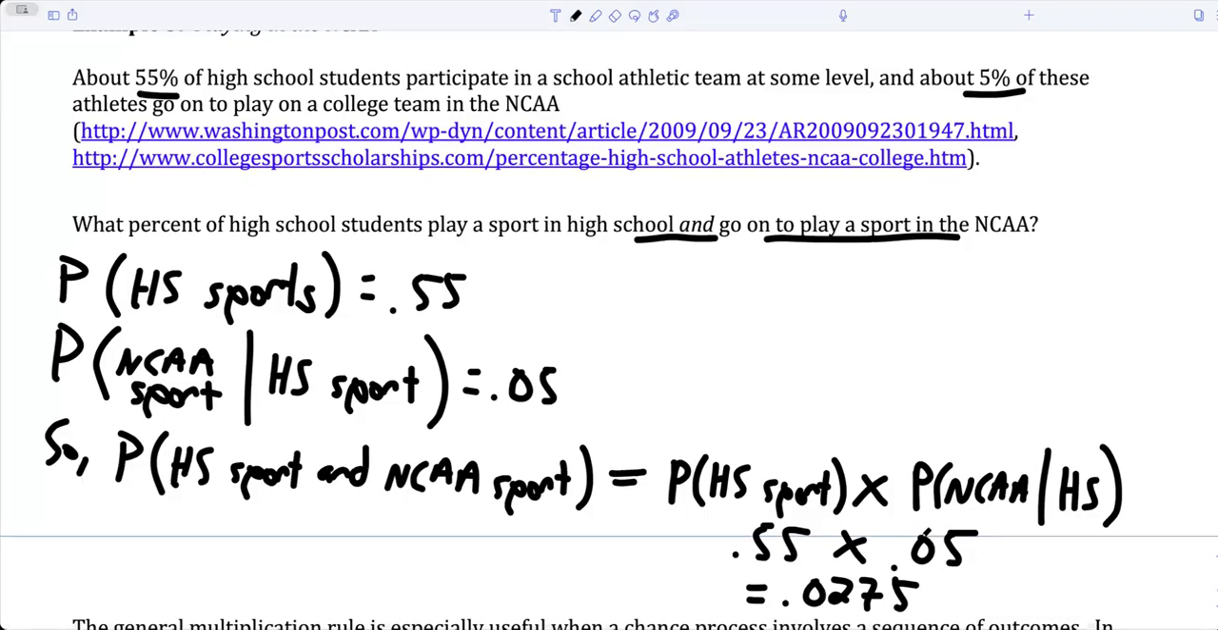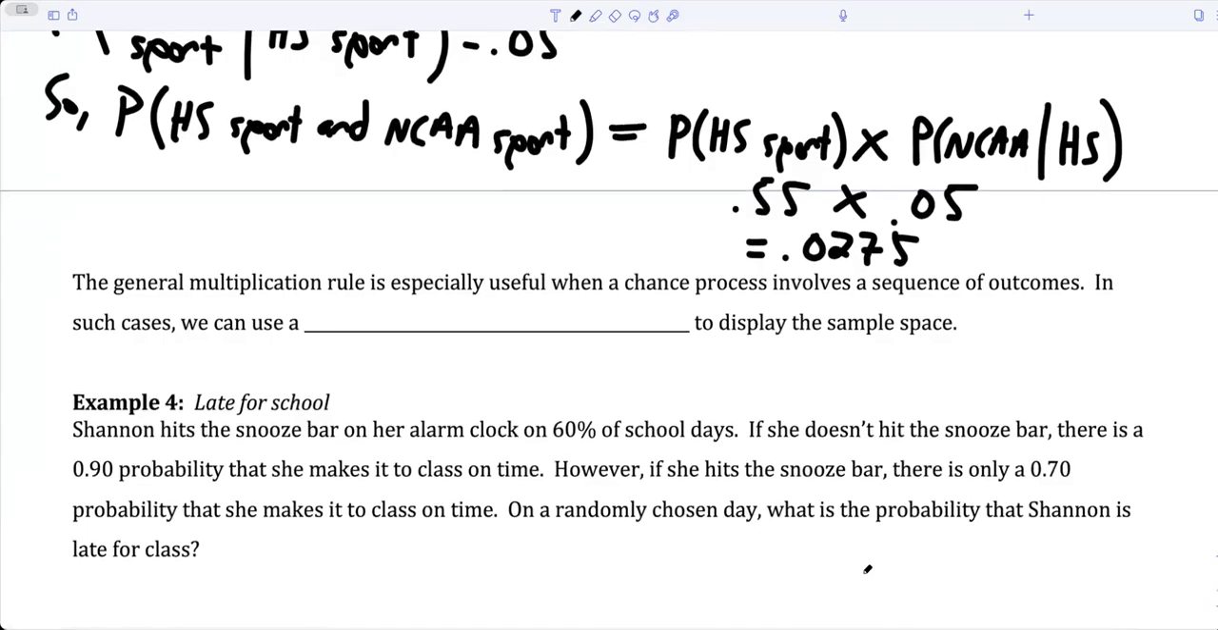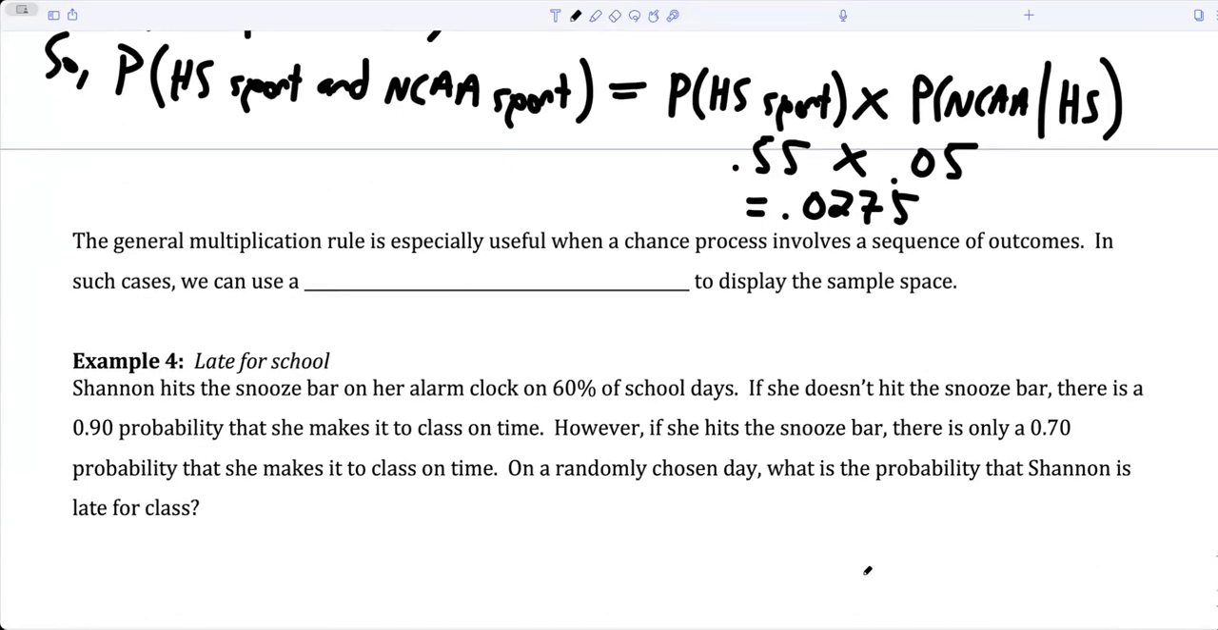All right, so the general multiplication rule is especially useful when a chance process involves a sequence of outcomes. In such cases, we can use a tree diagram to display the sample space.